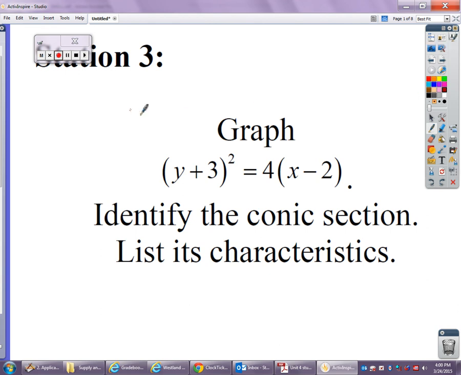Station number 3 gives you this problem. Before we do each one, go ahead and pause it and try to go find the page, and then obviously play it. But I'm not going to stop and hold from now on.